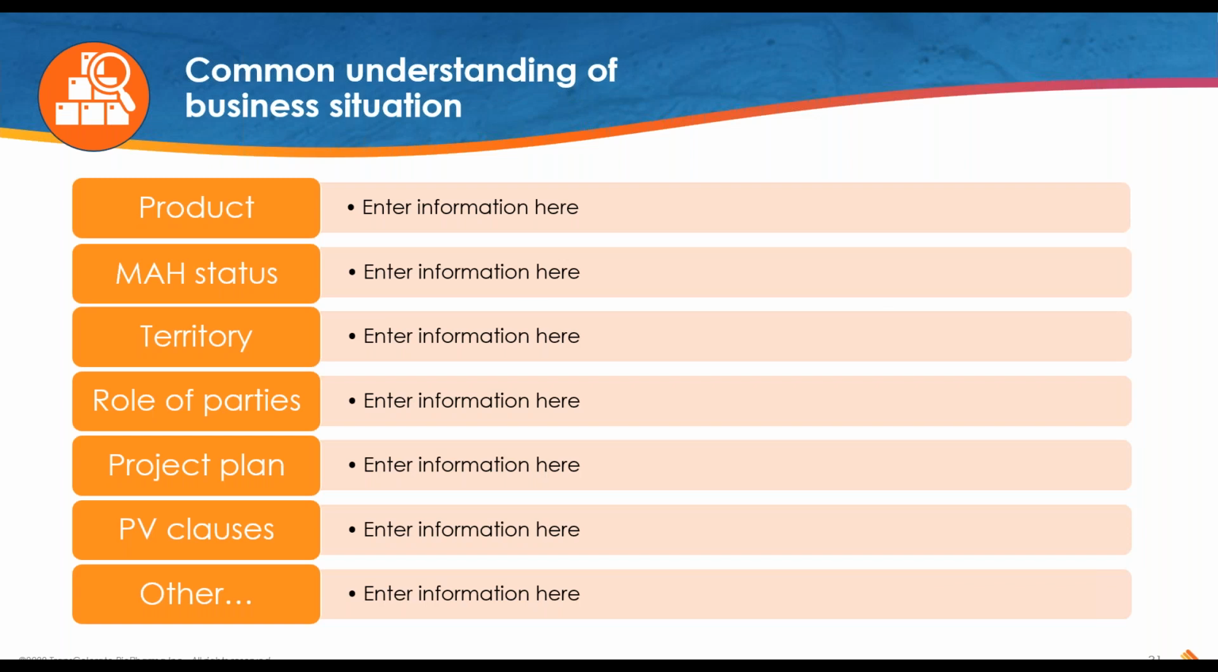Then get a common understanding of the business situation. What product is in scope? What is the marketing authorization status of the product? What is the territory that is covered? What is the role of the contractual parties? What is the general project plan? And which PV clauses do you need? And any other item that is important for the specific PVA.